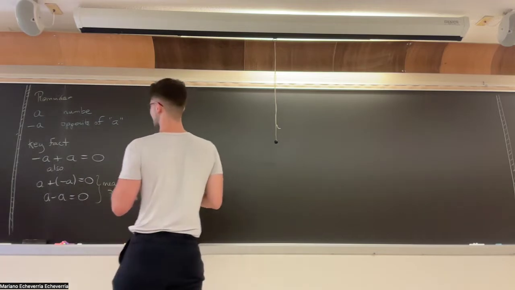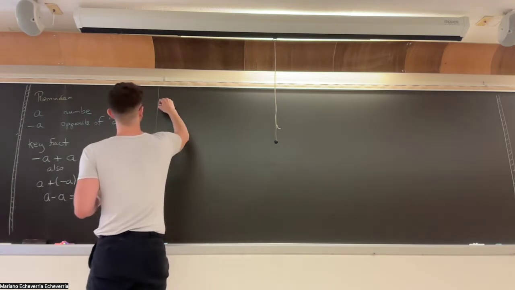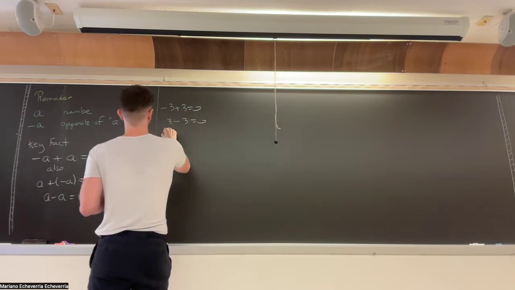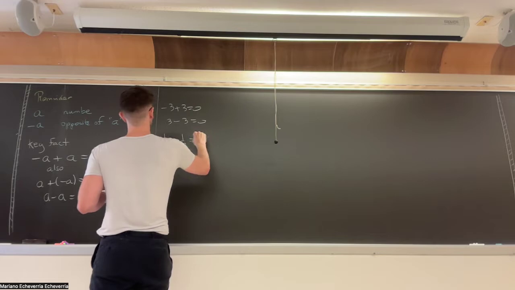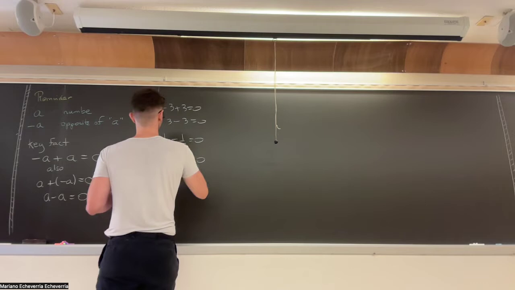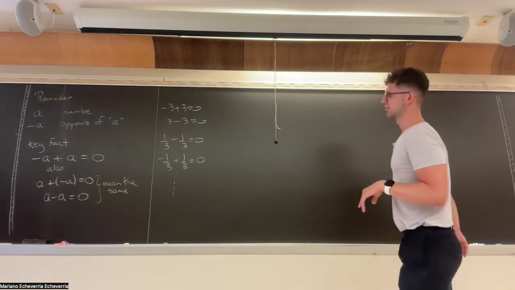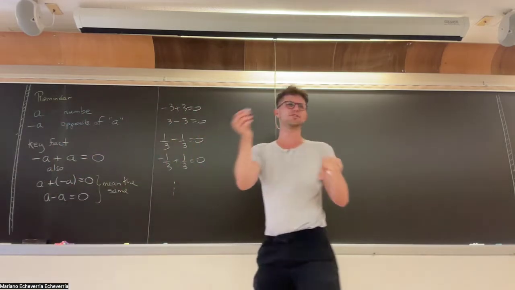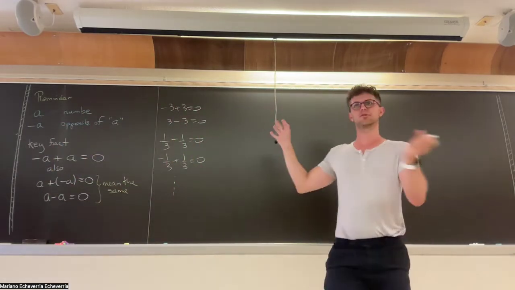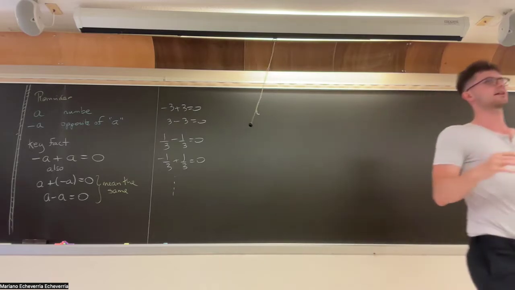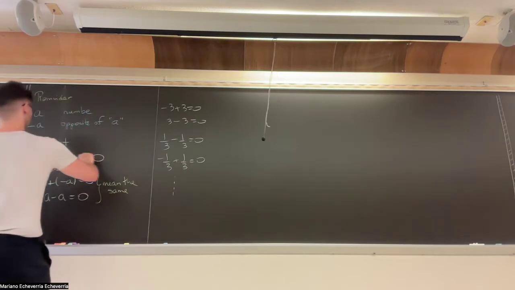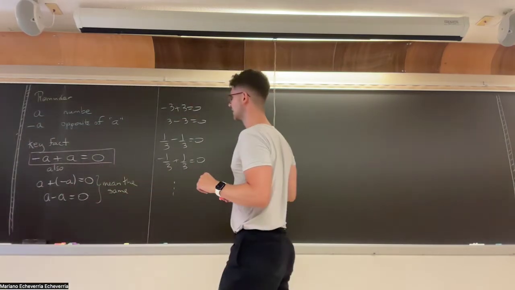Okay, so for example, just to write a couple of quick examples. Negative 3 plus 3 equals 0, or 3 minus 3 equals 0, and then you can do that for any number, like 1/3 minus 1/3 equals 0, minus 1/3 plus 1/3 equals 0. It goes on. For any number, this is always true. So this will be useful when we start solving equations, because sometimes when you have an equation, you want to add the opposite of a number to each side of the equation and things like that to start creating zeros. So this is an important property about a number and its opposite.